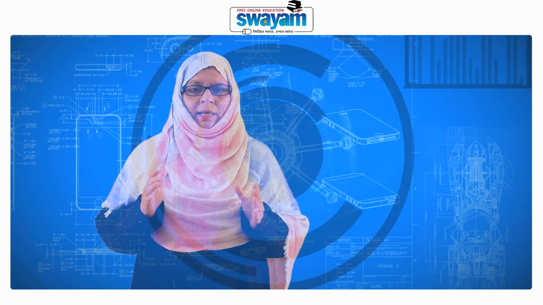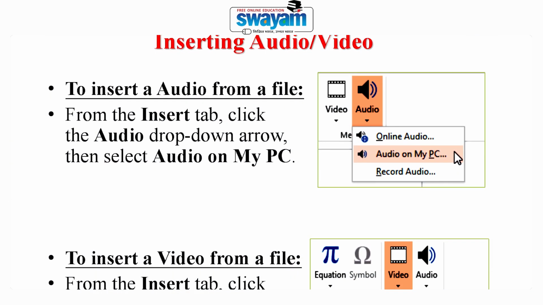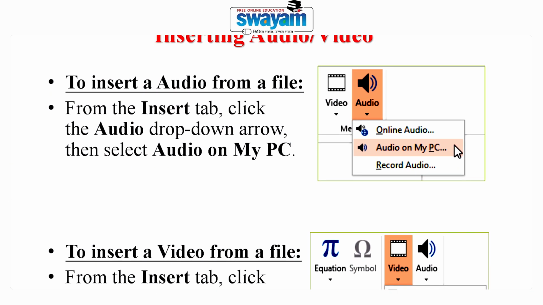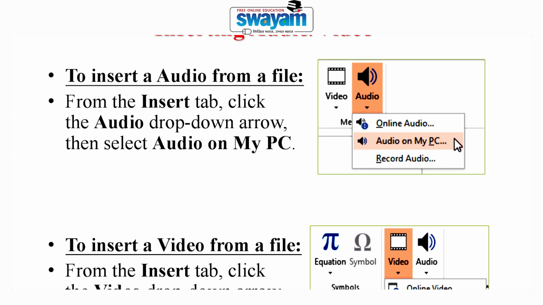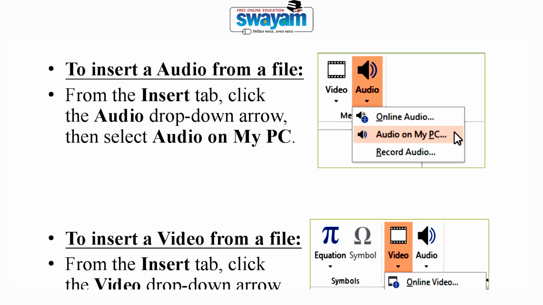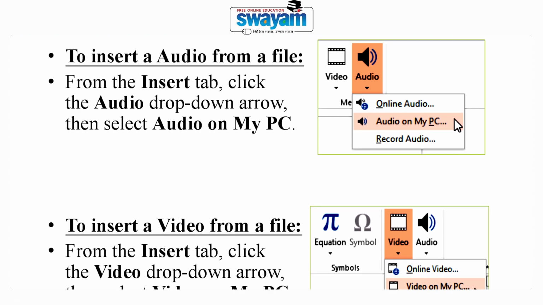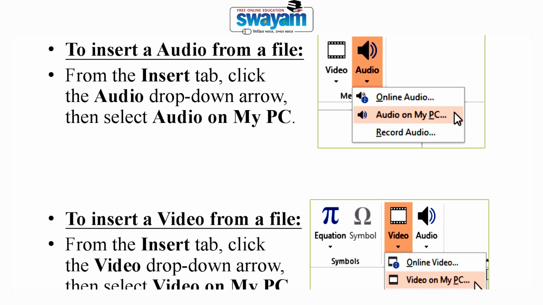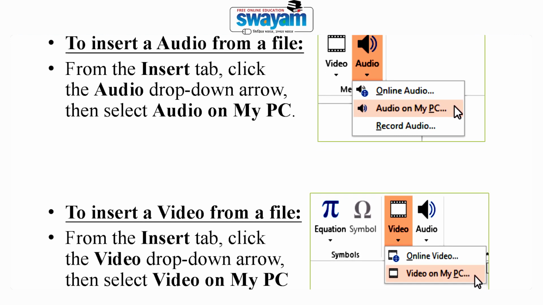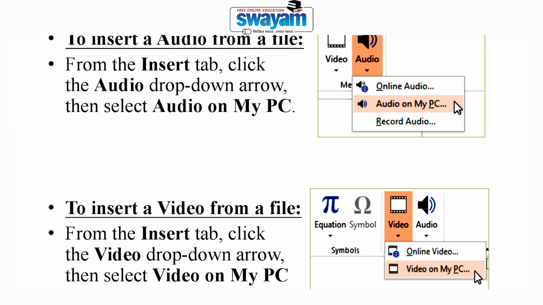PowerPoint also allows us to either link to video and audio files externally or to insert the media directly into your presentation. To insert an audio from a file, just click on the audio drop down arrow from the Insert tab and then select audio on my PC or from file. To insert a video from a file, click on the video drop down arrow from the Insert tab and then select video on my PC or from file.